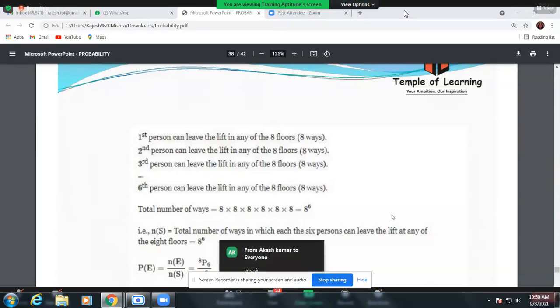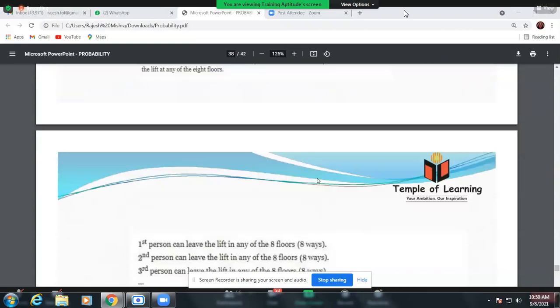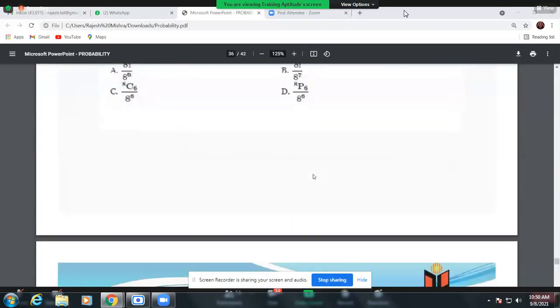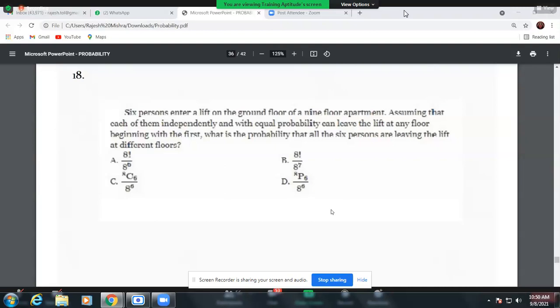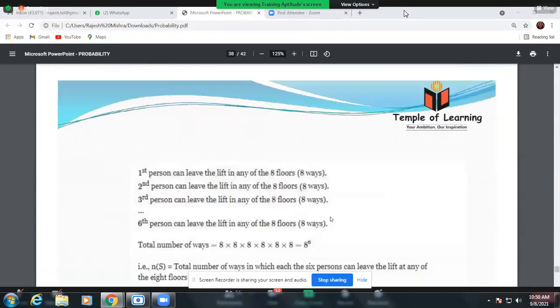Sir, instead of writing 8P6, can we write it as 8 into 7 into 6 into 5 up till 3? Yeah, but in the option you did not have it like this, na? Option में देखिए आप questions देखिए. हाँ, option में नहीं है, but if in case we need to solve, तो हम exact value solve कर सकते हैं. Yes, why not? Absolutely. Why not?